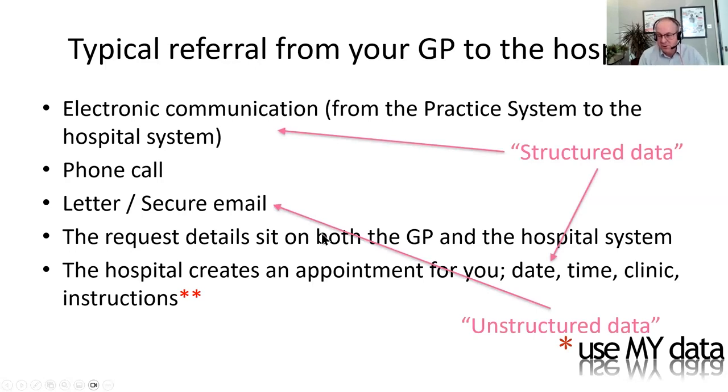I mentioned structured and unstructured. There are some more examples of structured data and unstructured data. Structured data would be a date, time, a code. The unstructured data would be the free text you've seen. And I mention that because unstructured data is far easier for us to read, but it's much more difficult for computers to understand when we come to how your data might be used for research.